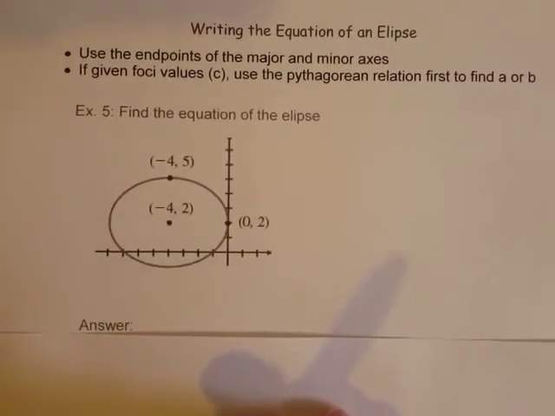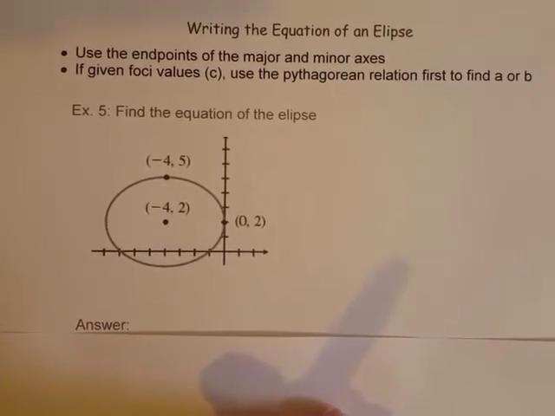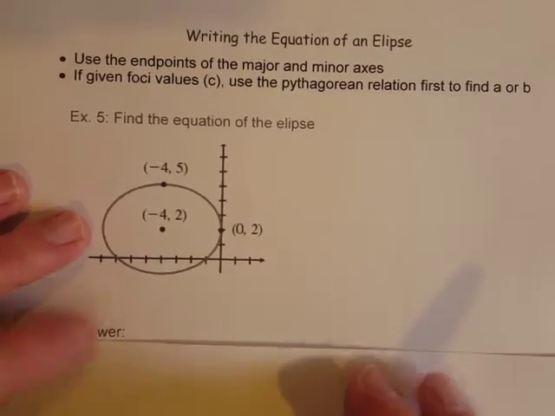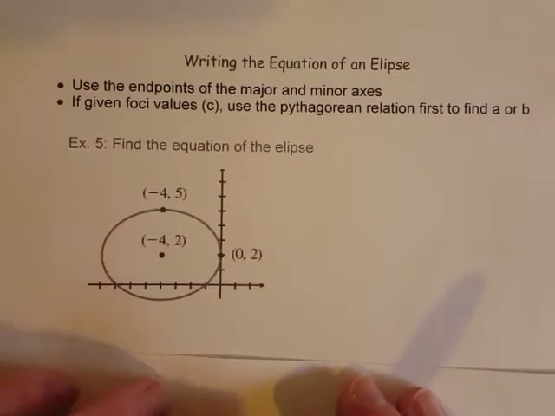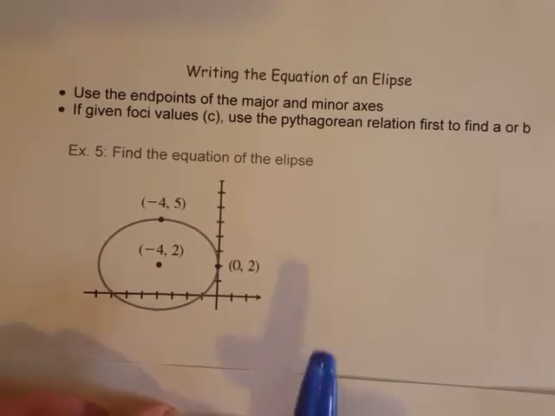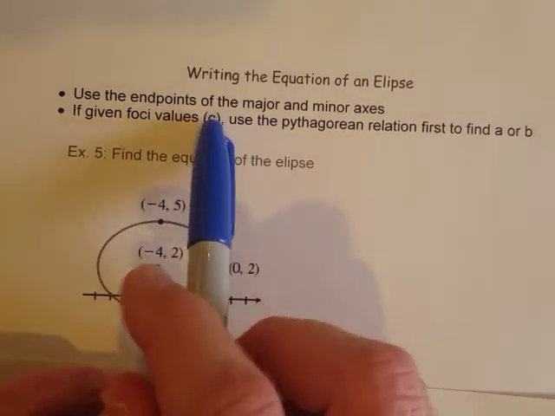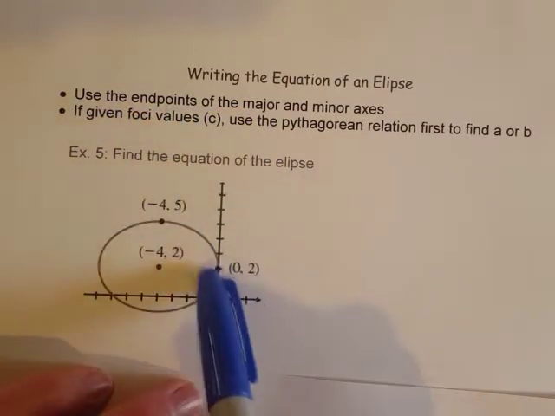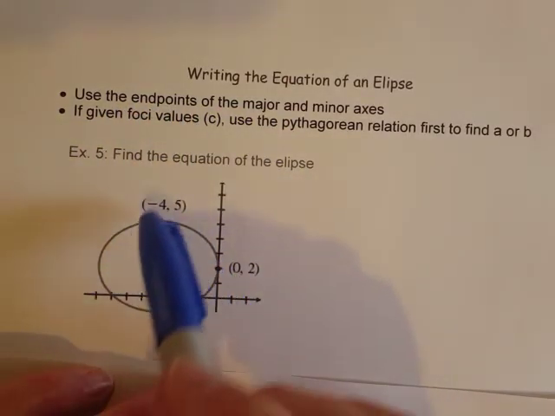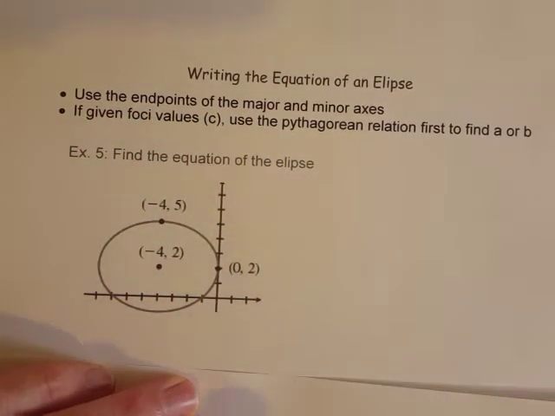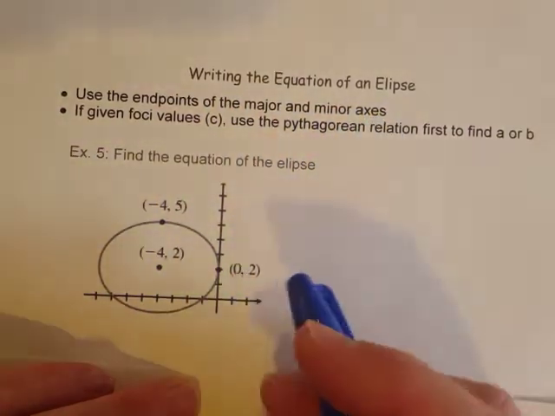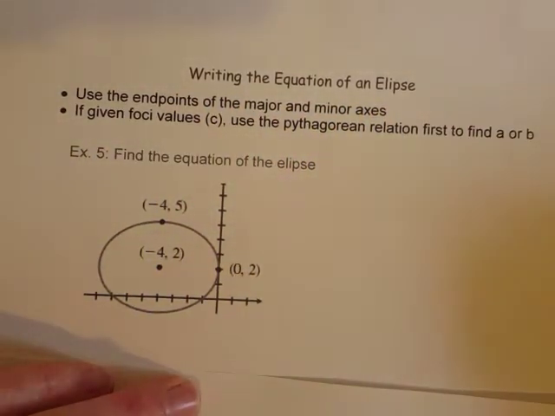The last example today for ellipses is going to be this one where we have the graph and we want to write the equation of this ellipse. Now in general here, what you want to do is to use the endpoints, the major and minor axes, to write the equation. So if we're given those points, if we know those things, we're going to use that as our main way of finding it.